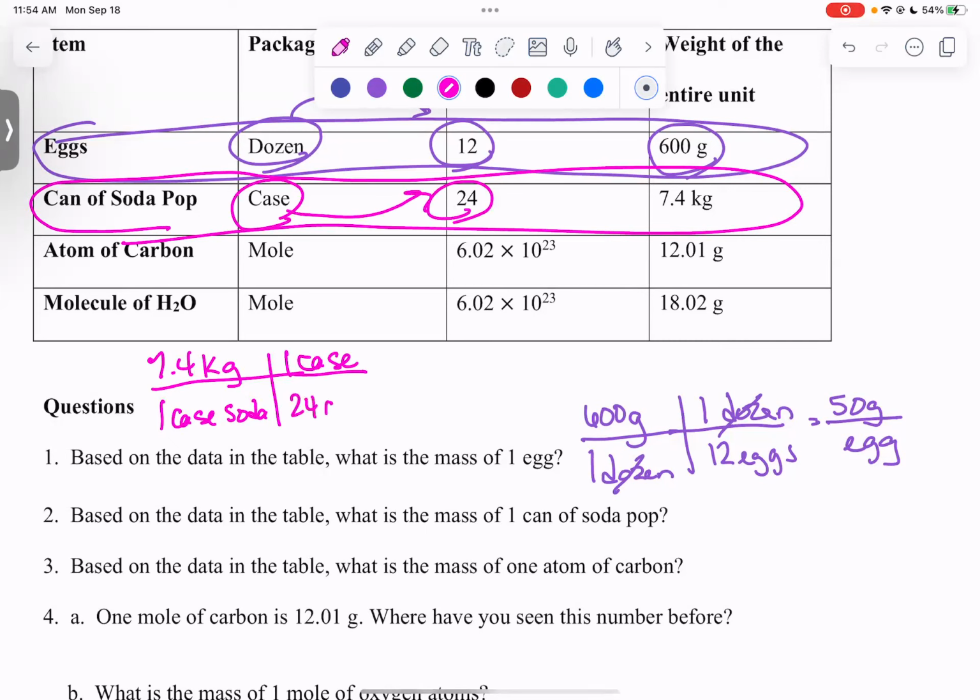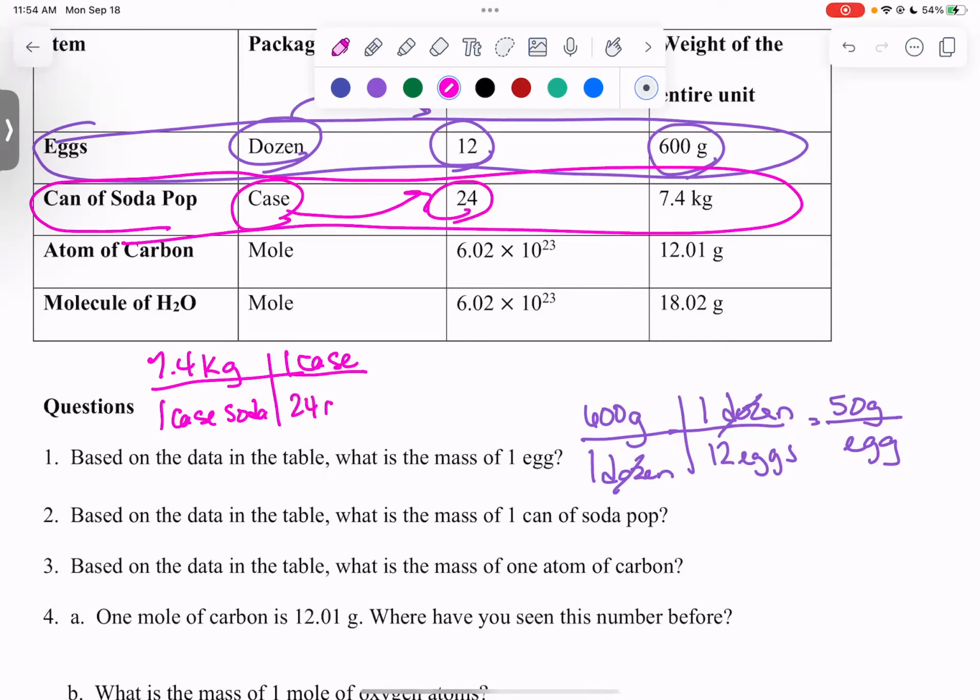So what are the units? They're anything. It's 6.02 times 10 to the 23rd M&Ms, or 6.02 times 10 to the 23rd atoms of carbon, or molecules of water, right? It could be anything. So now let's do a couple of problems.